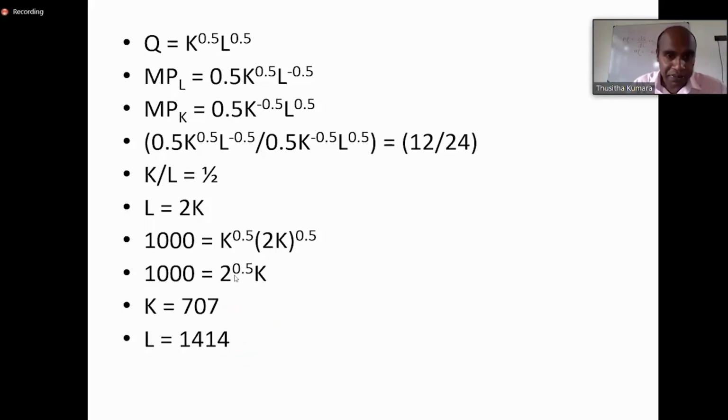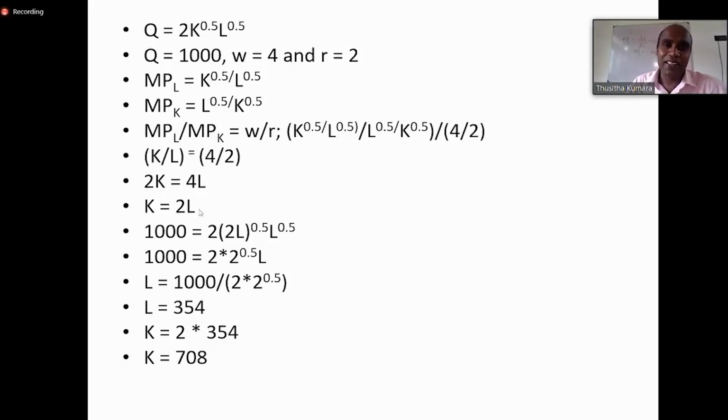So this one, 2 power 0.5 multiplied by K, and then we can take this to the side. 1000 divided by this one, because it is 2 power 0.5, it should be something like 1.4 something. Right? So this answer is correct. For all, the answer is correct. There is no wrong. K equal to 707, then L should be equal to 1414. This answer is correct. The question what Avishka is having is this one.